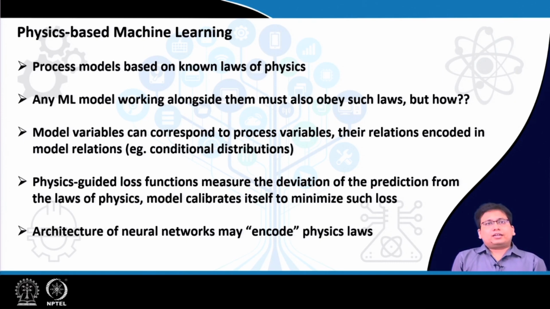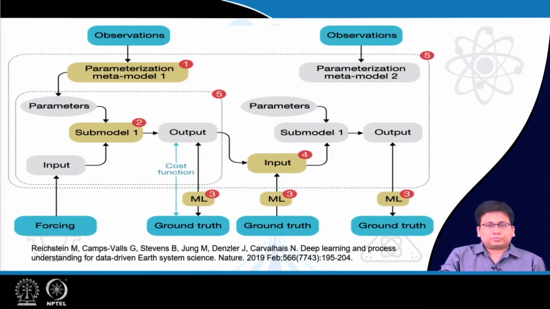Additionally, the architecture of the neural network, or of the Bayesian network, or whatever we are talking about, can itself encode the various laws of physics in some way or the other. This is a famous paper which appeared in 2019, which discussed deep learning and process understanding for data-driven Earth system science. Here, let us say this is a submodel of an Earth system model, and it has its own input as well as its own parameters, and it has outputs and so on. And then there are these observations and ground truth labels, etc.